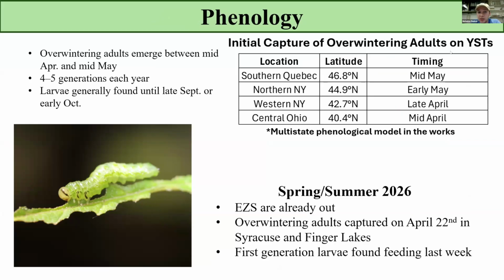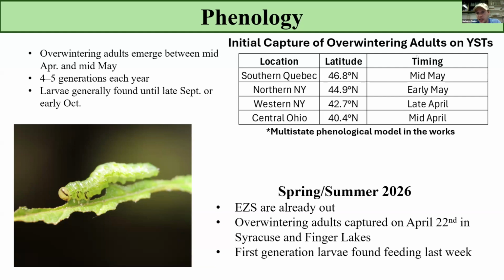We see the first adults, the overwintering adults, emerge from mid-April to mid-May. As you can see on the right, it varies a little bit. In southern Quebec and northern New York, which are along the Canadian border, we see it more in May, while in the Finger Lakes region, we see it in late April. And in central Ohio, they saw it even earlier. We see 4 to 5 generations each year in New York.